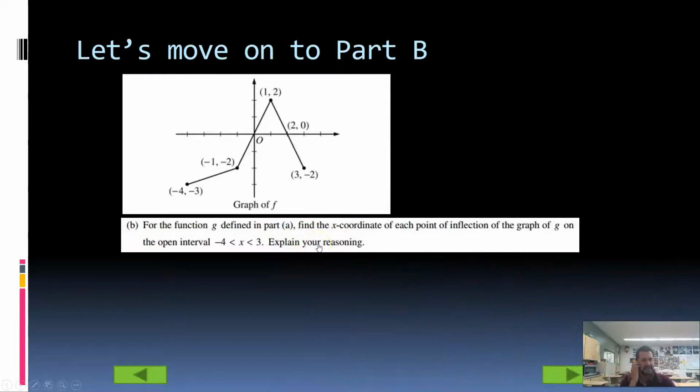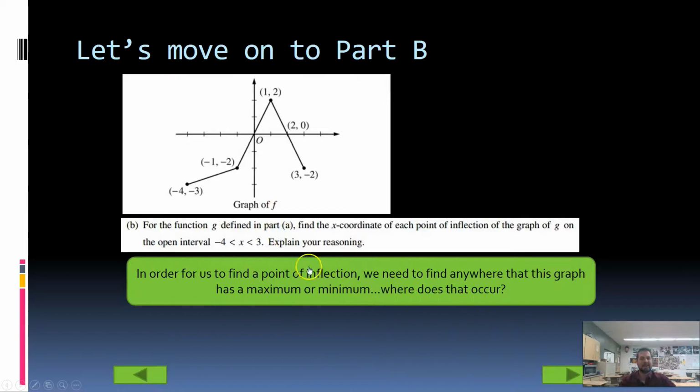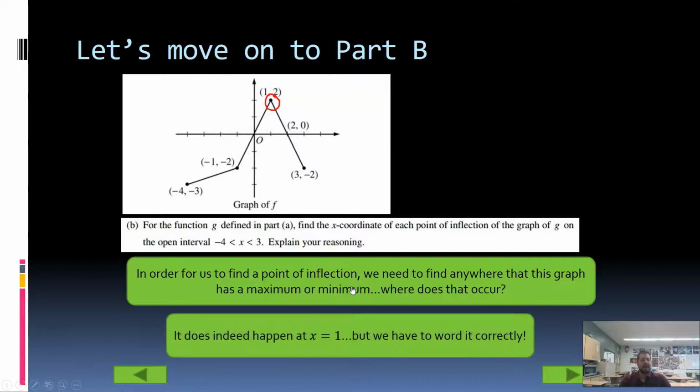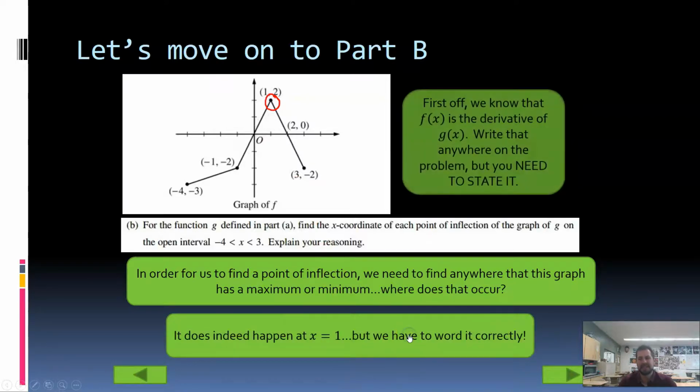Letter B says, find the x coordinate for each point of inflection on the graph of g. Well, again, realize this is a graph of the derivative, so what I'm looking for, according to my definitions, is where this graph has a maximum or a minimum, like an actual max or a min. That is at x equals 1, so I would just have to say x equals 1, and then we just have to write it.